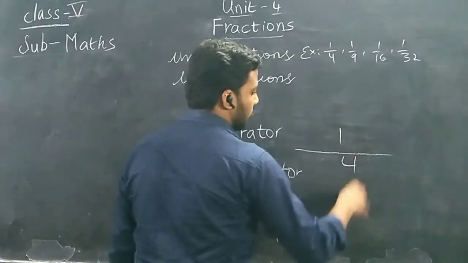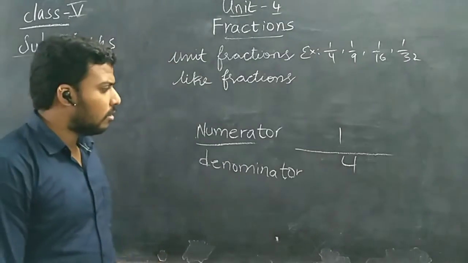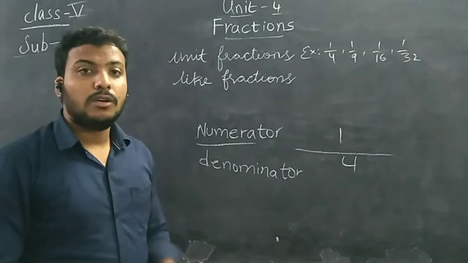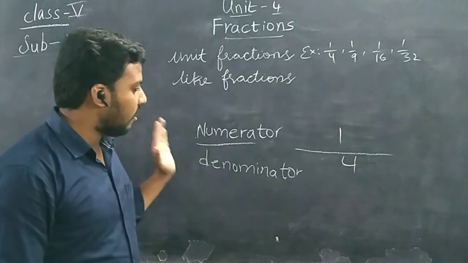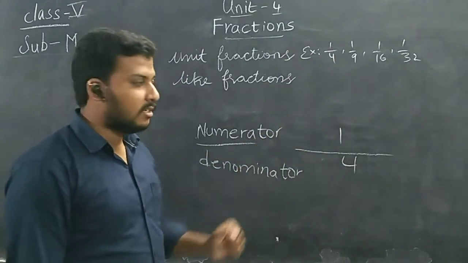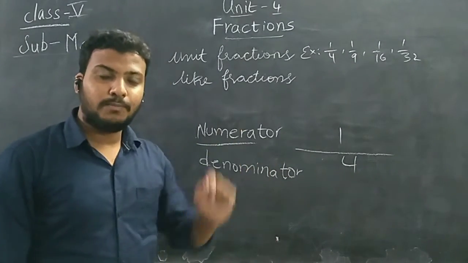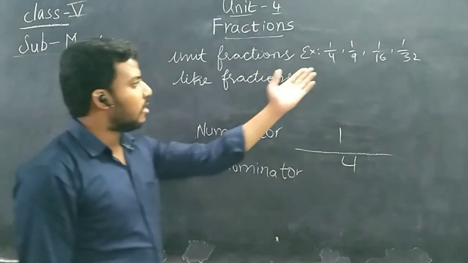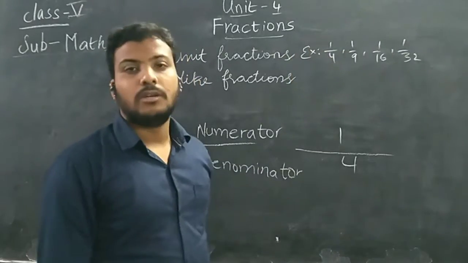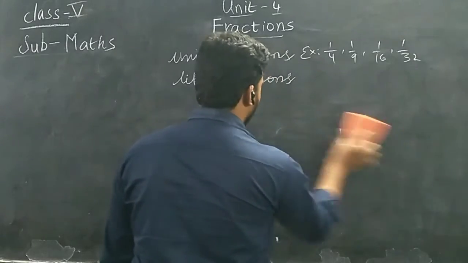So 1 by 4. If I ask what the denominator value is, you will say obviously, sir, it is 4. How did you come to know? Because first of all, you should know the concept of numerator and denominator. The number or value above the line is the numerator, and the number or value below the line is the denominator. Understand, children? So you come to know what the numerator and the denominator are.